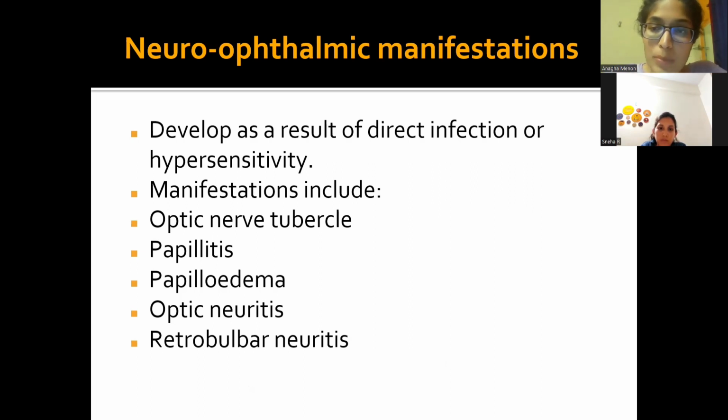So there can be optic nerve tubercles, like earlier I showed you those egg yolky lesions that appear on the retina, right? That can be near the optic nerve also, optic nerve tubercle. It can be a papillitis, that is associated inflammation of the optic nerve. It can be a papilledema, that is disc swelling. It can be an optic neuritis and retrobulbar neuritis. So these are some painful conditions in the eye.